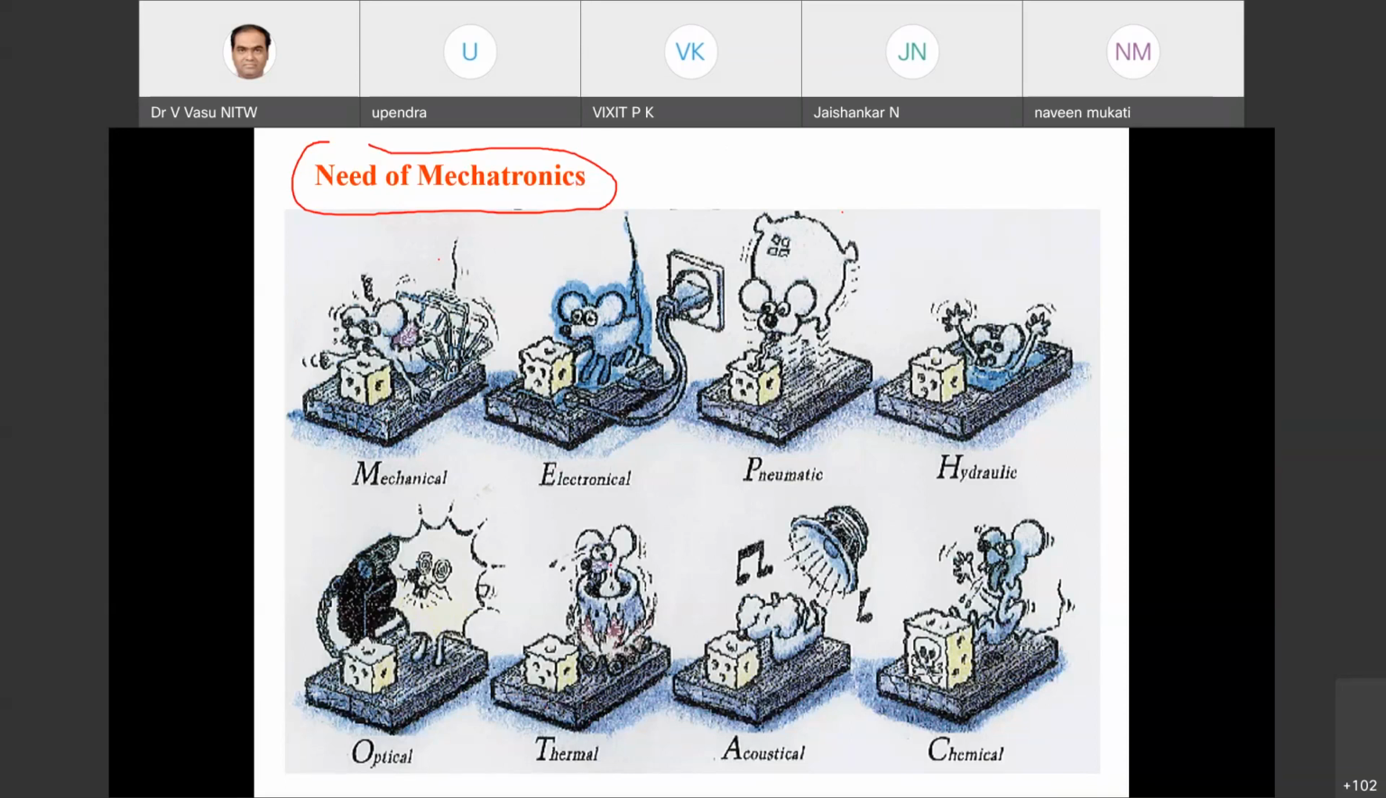So mechatronics is an integration technology of all the different domains to get the same particular task done in a more appropriate manner. That is the concept behind mechatronics. Okay, so next.